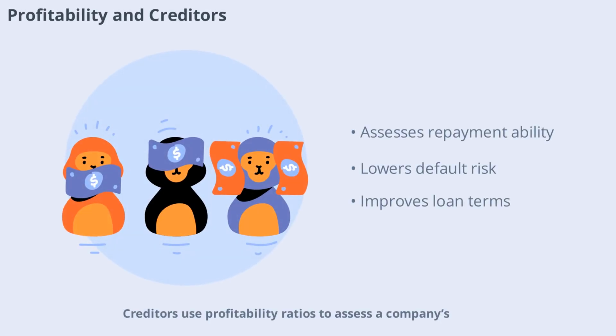Creditors use profitability ratios to assess a company's ability to repay loans and meet financial obligations. Strong ratios suggest a lower risk of default, which can lead to better borrowing terms. Lenders often require consistent profitability before extending credit.